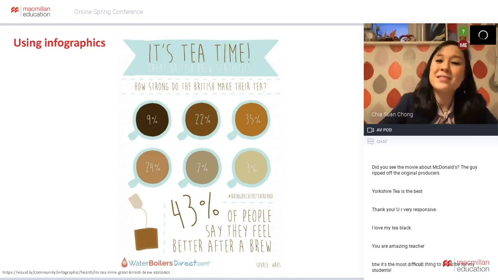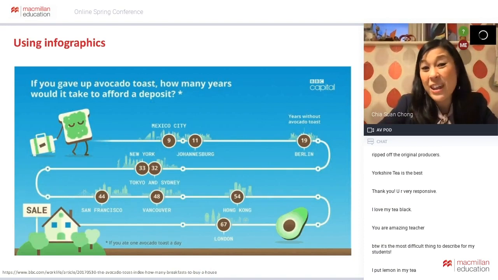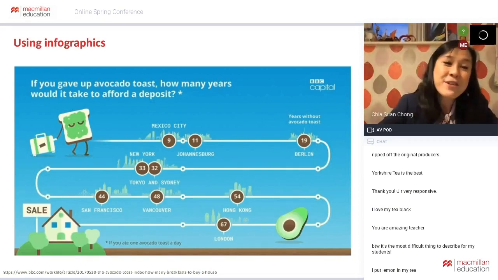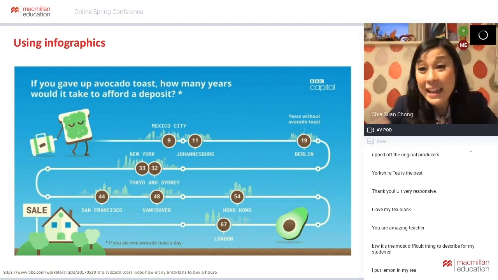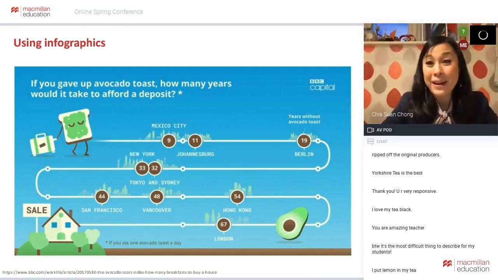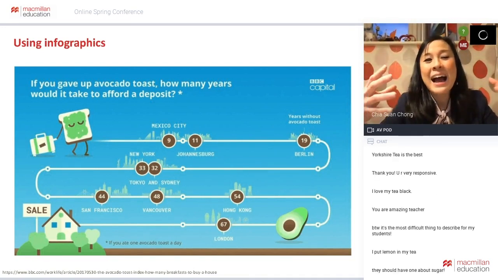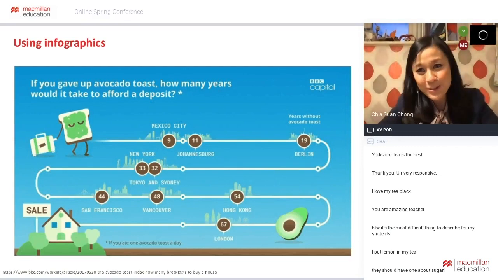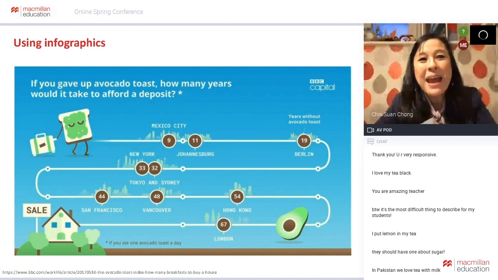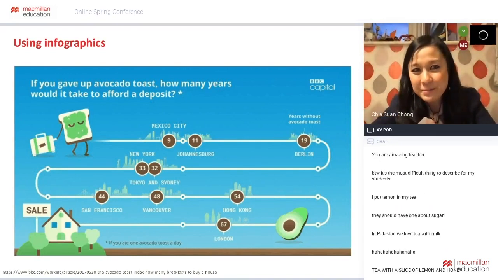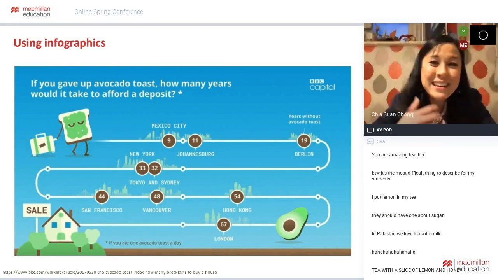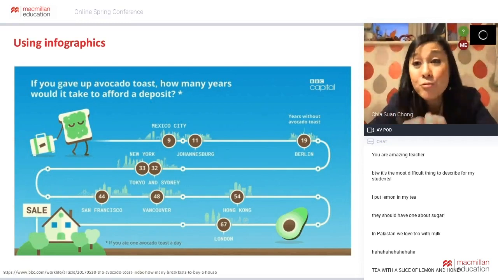And there are infographics, not just about tea, but practically on anything. This infographic looks at economics in a really fun way. It looks at how much avocado on toast, seen as a popular treat for millennials. If you gave up avocado on toast, how many years would it take you to afford a deposit? A really nice way to introduce the concept of conditionals, but keeping it real.